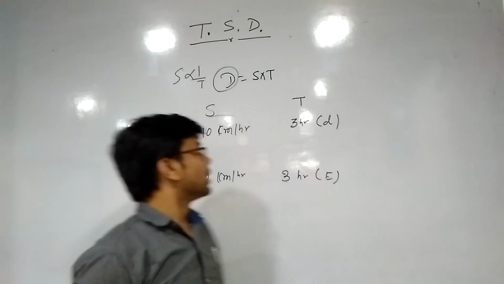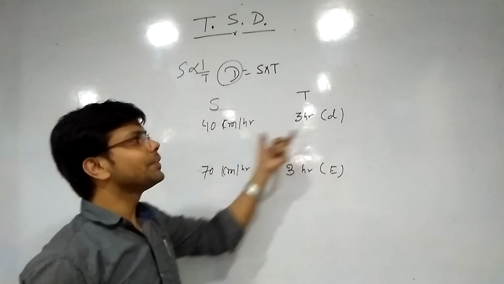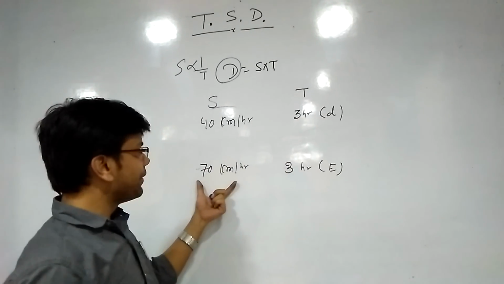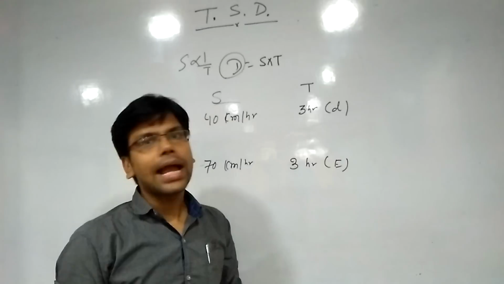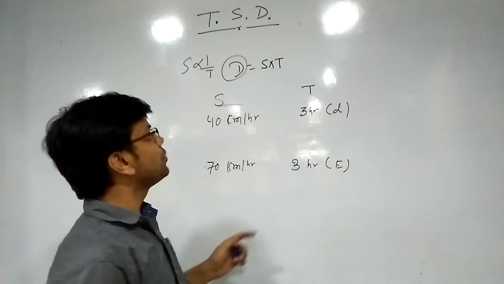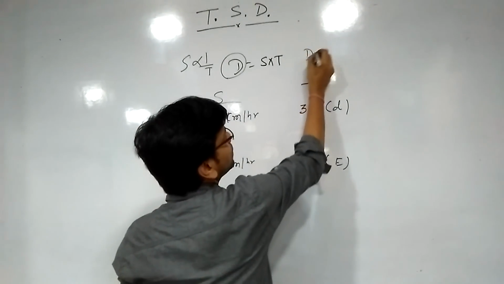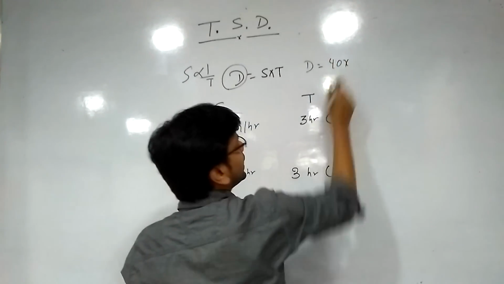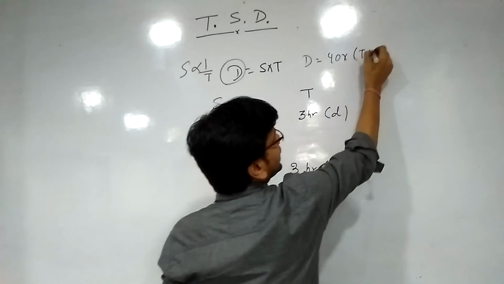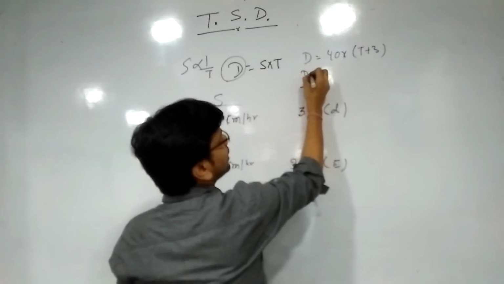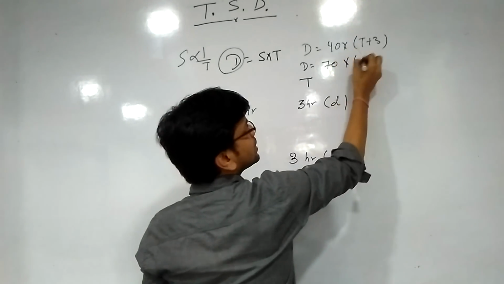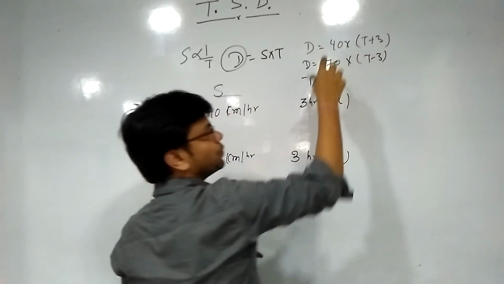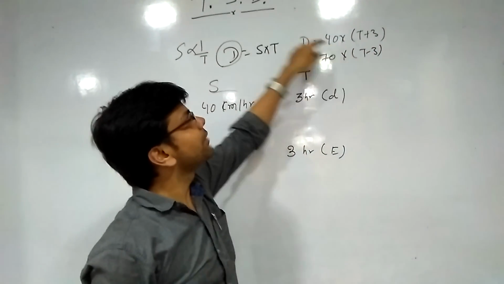Now we have another question. If our speed is 40 km per hour, we are 3 hours delayed. Our speed is 70 km per hour, we are 3 hours earlier. Then what is the distance? What is the actual time? What is the actual speed? According to formula, d is equal to 40 into t, delay means extra t, and from here distance is 70 speed and t hour early means t less. By solving these two, we find the t and replace the t, we find the distance.